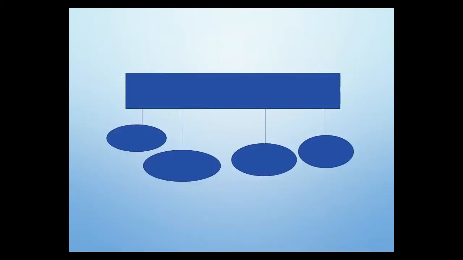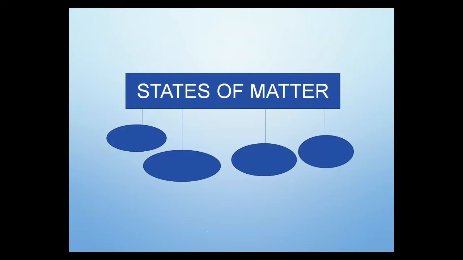So according to the states of matter, how many states of matter are there? The first state, as we know, is solid. We are all aware of this. The next is liquid, and the third one is gas. But students, there is another state, which is the fourth state of matter, plasma. So plasma is the fourth state of matter.